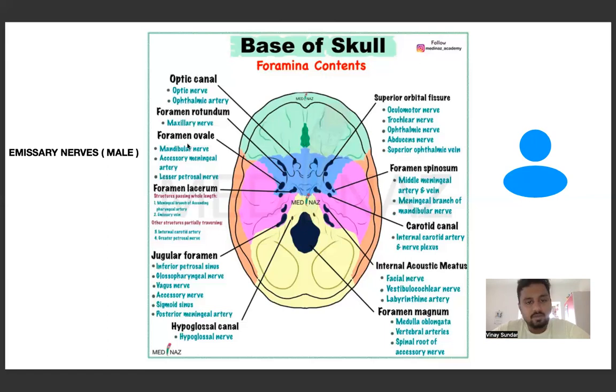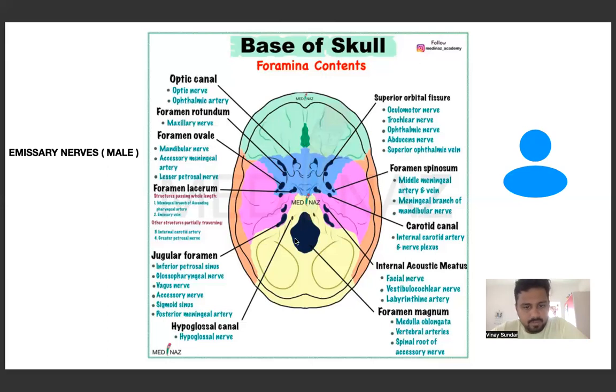Now, other structures passing through the foramen ovale, the mnemonic is MALE, where M stands for mandibular nerve, A stands for accessory meningeal artery, L stands for lesser petrosal nerve, and E stands for emissary veins. So we finished foramen rotundum and foramen ovale.